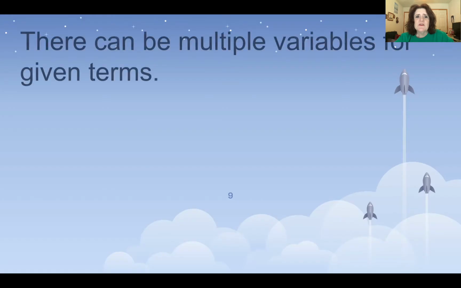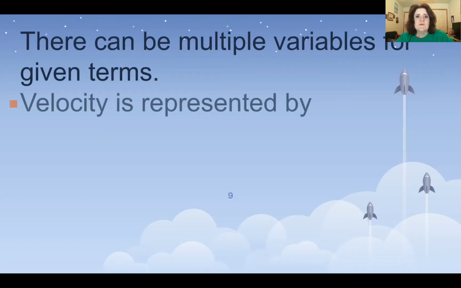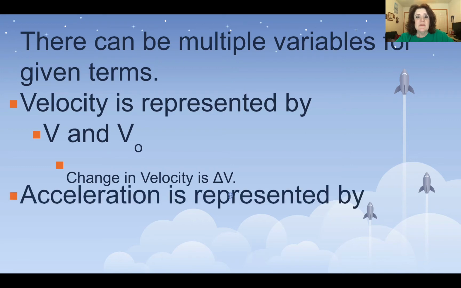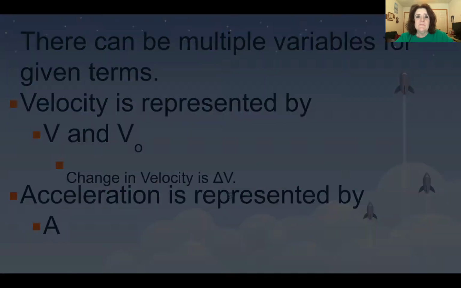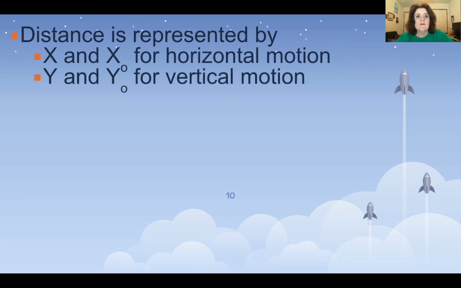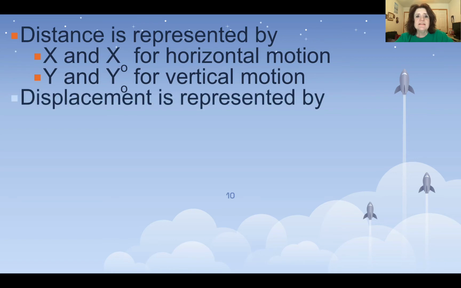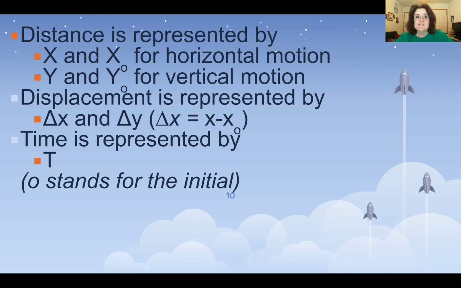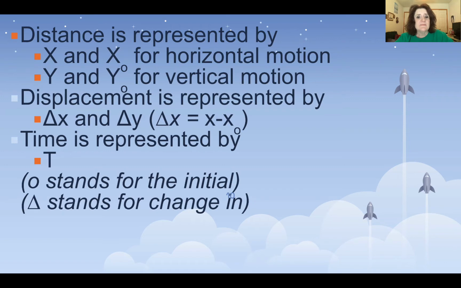The variables that you will use. There can be multiple variables for a given term. Velocity is represented by v and v naught. Change in velocity is represented by delta v. Acceleration is represented by a. Distance is represented by x and x naught for horizontal motion and y and y naught for vertical motion. Displacement is represented by delta x and delta y, where delta x is x minus x naught. Time is represented by the letter t. Naught stands for the initial or the beginning, and delta stands for change in.